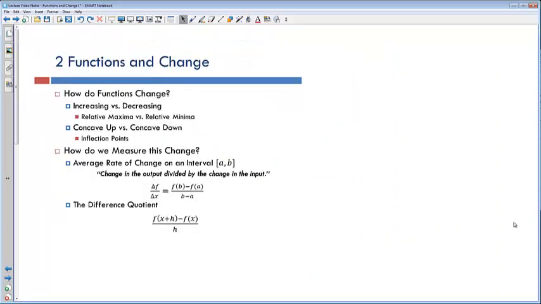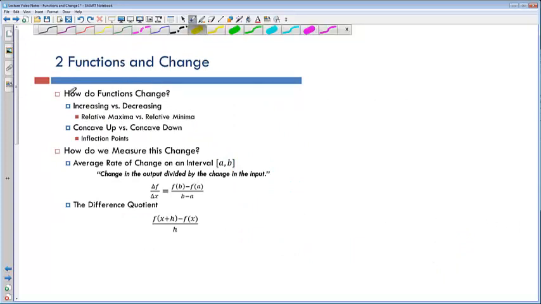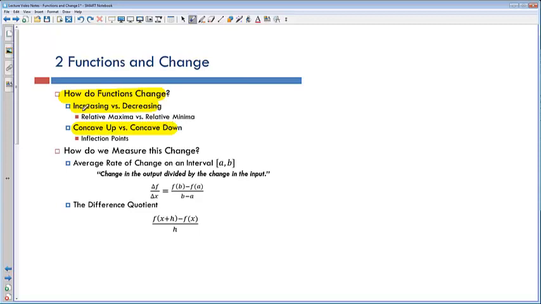Okay, so let's just review real quickly what we did today. We talked about how functions change, and so basically functions can increase or decrease, or they can be concave up or concave down. From increasing and decreasing, you get relative maxima or minima, right? So very highest points or very lowest points. From concave up or down, you get inflection points. That's where you change concavity.